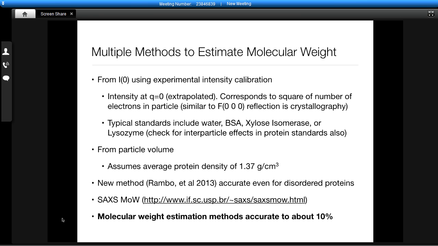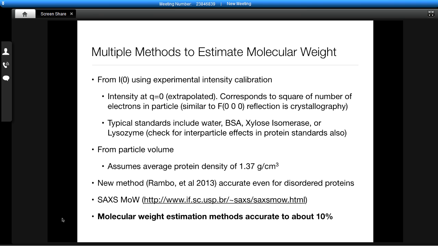So there's multiple methods to estimate the molecular weight. I mentioned earlier that you can get I0 through the extrapolation. What you can use that I0 for is to estimate the number of electrons in your particle, which can tell you your molecular weight.